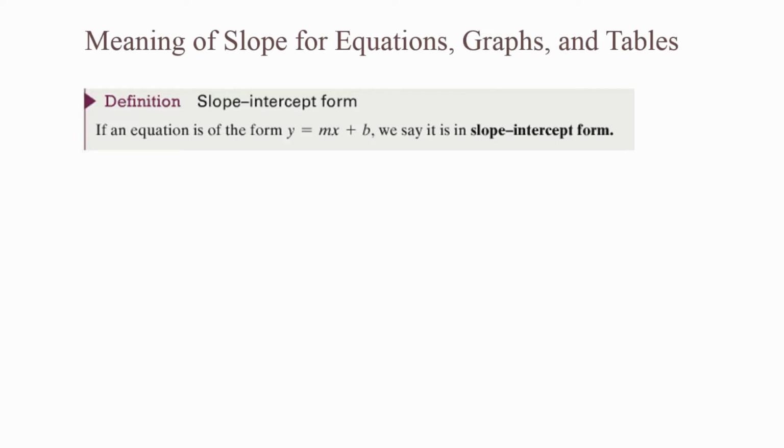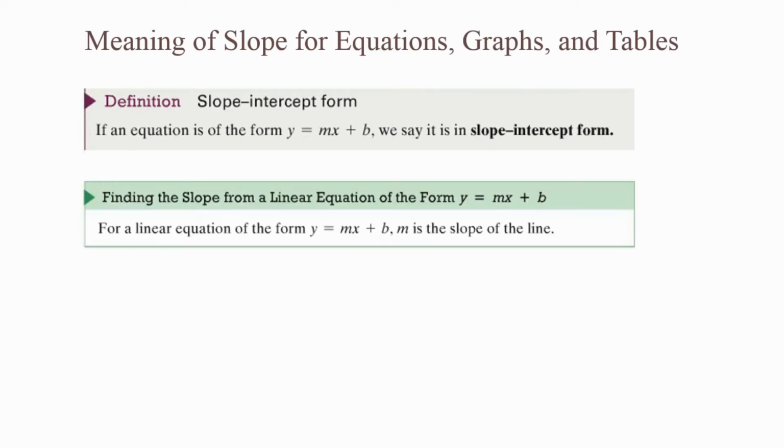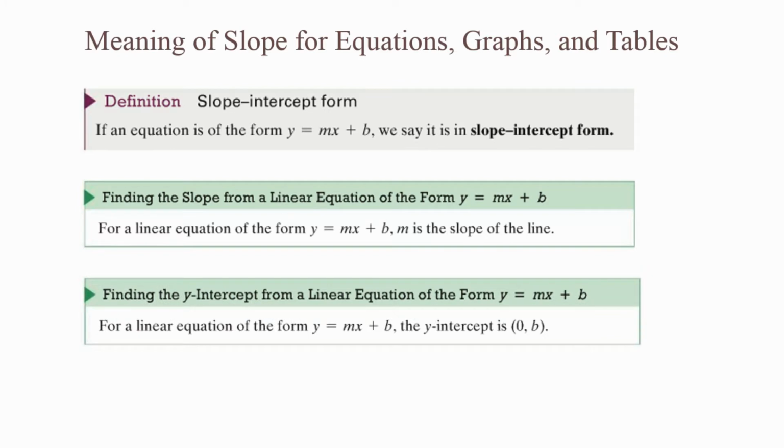Meaning of slope for equations, graphs, and tables. If an equation is of the form y equals mx plus b, we say it is in the slope-intercept form. M is the slope of the line, b is the y-intercept, and can be written in the format of (0, b).